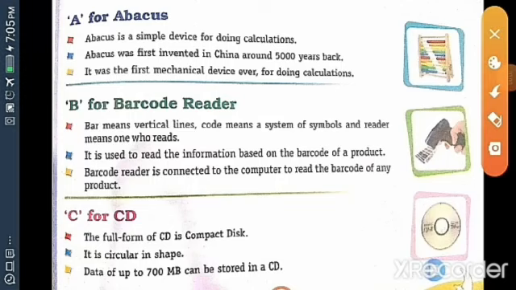Okay students, now let us start our first alphabet A. A for abacus. First one, abacus is a simple device for doing calculation. Second thing, abacus was first invented in China around 5000 years back. Third one, it was the first mechanical device ever for doing calculation. Okay, see, this is abacus.